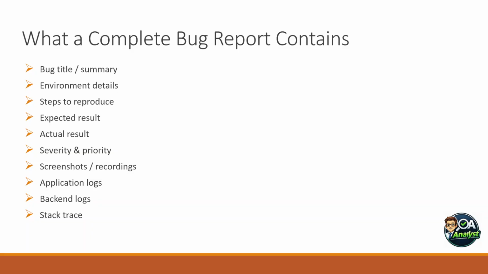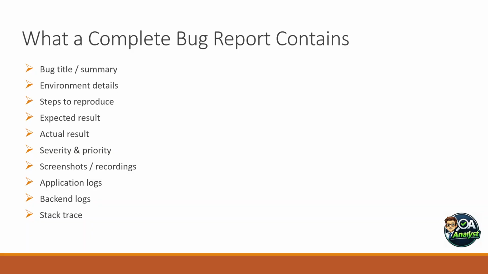The second is environment details. So the environment details explain where the issue occurred. So applications behave differently based on browser, operating system, environment like QA, UAT, or production. So you must clearly mention application URL, environment name, browser name and version, operating system. So without environment details, developer may say issue is not reproducible on my machine and your bug will be rejected.